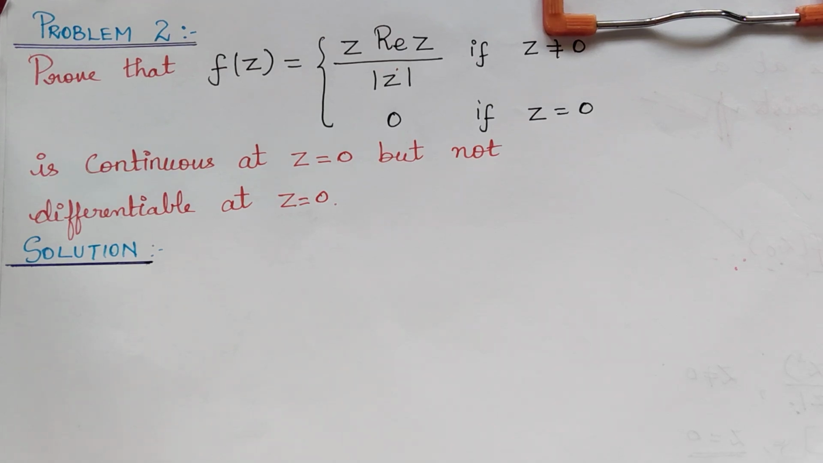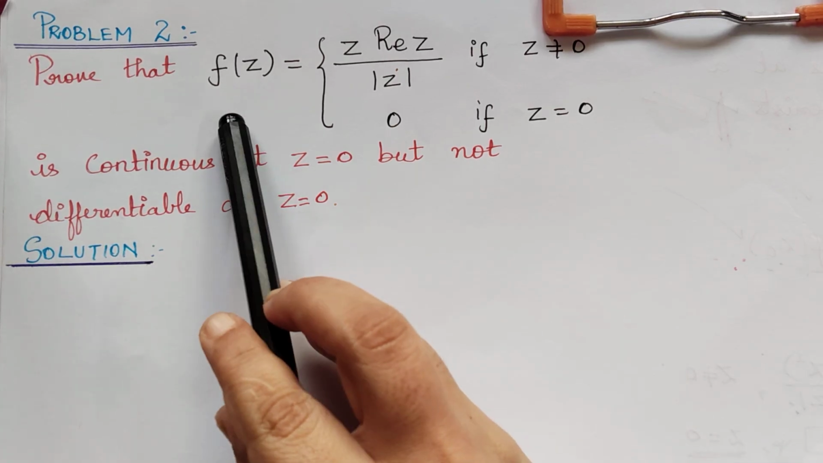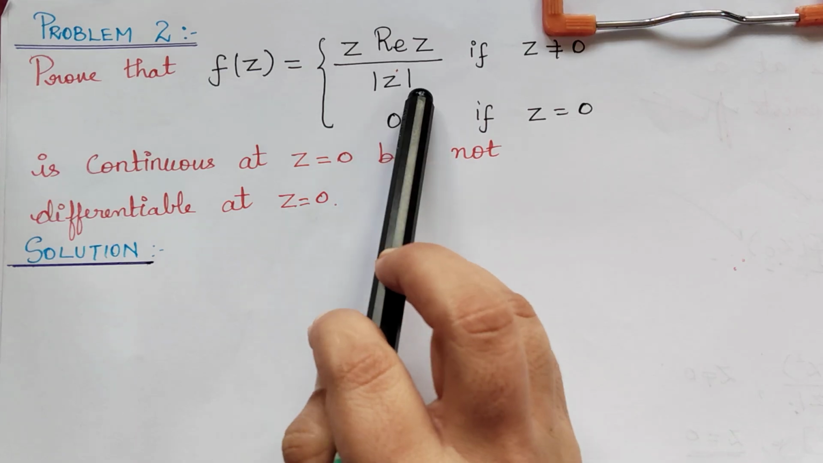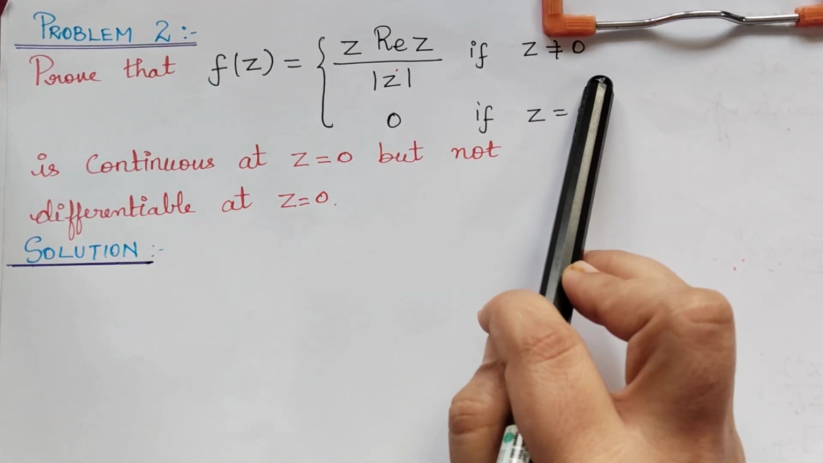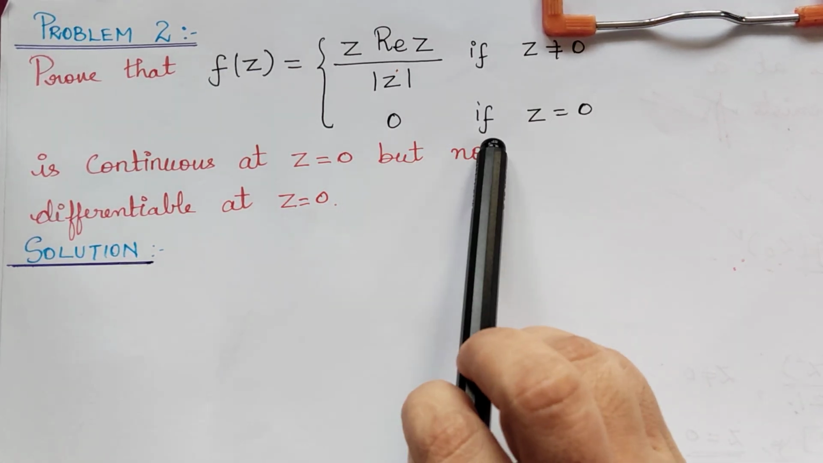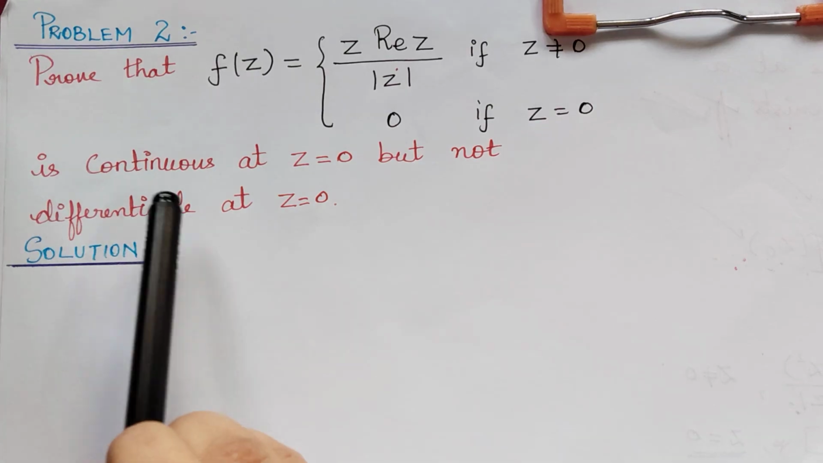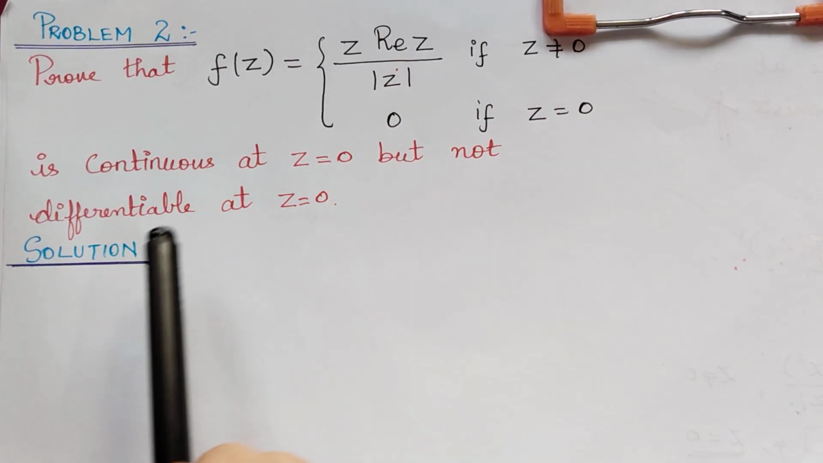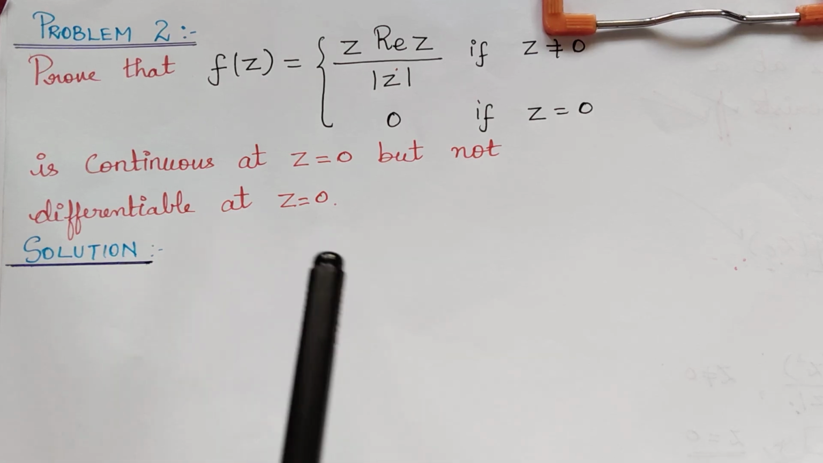Dear students, under the lecture series on complex analysis, we are learning about continuity and differentiability. Now, here we have a problem which says: prove that the given function f of z equal to z times real part of z divided by mod z, if z is not equal to 0, and 0 if z is equal to 0, is continuous at z equal to 0, but not differentiable at z equal to 0.